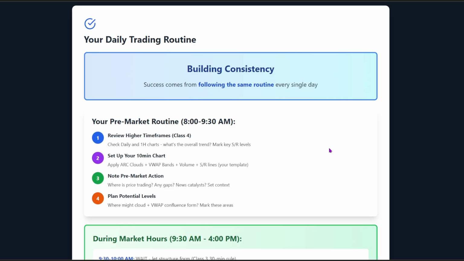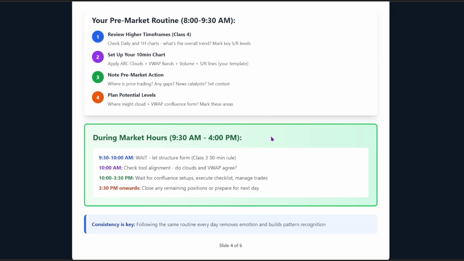So, step 4, plan potential levels. Where might the cloud plus VWAP confluence form? Mark these areas, right? You guys can see once the first 30 minutes goes by and whether all stocks are correlating, right? Let's say everything is pumping up. You can mark out the zones where the VWAP and where the cloud are lining up, right? You can set alerts at these zones in case you're looking at multiple charts, multiple stocks, and you want to keep in touch with where the VWAP and where the cloud is, right? So all of this planning is going to help you guys catch those A+ setups.